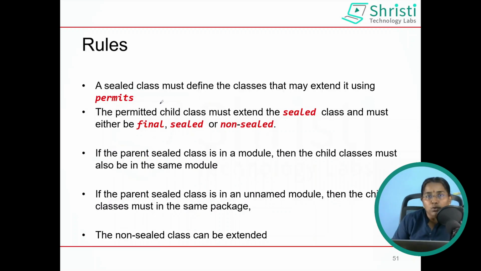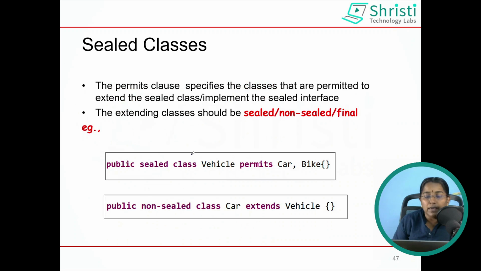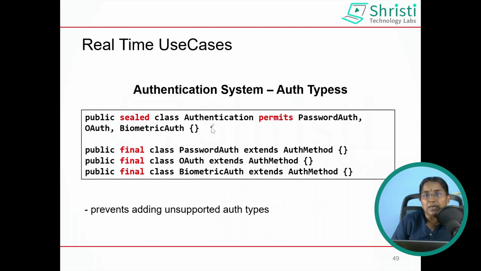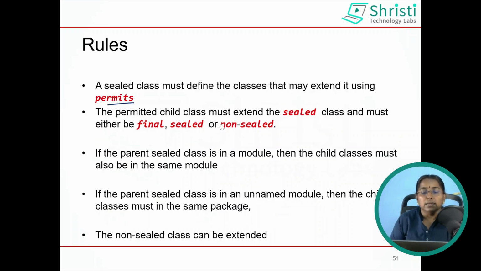Now let us see the rules of using sealed classes. A sealed class can choose its own subclasses by using permits keyword. Already we have seen that in case of vehicle, vehicle chose only car and bike. In case of transaction, transaction chose deposit, withdrawal, transfer and legacy transaction. Only those classes can behave as subclasses. Then the child class must extend the sealed class. It can be either final, sealed or non-sealed.